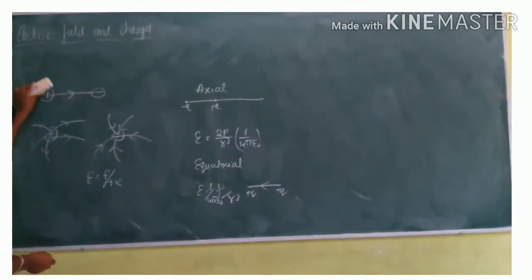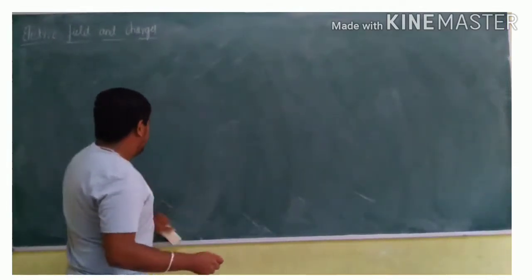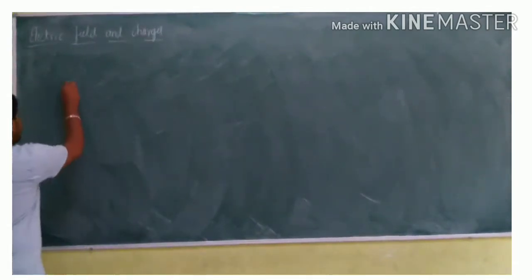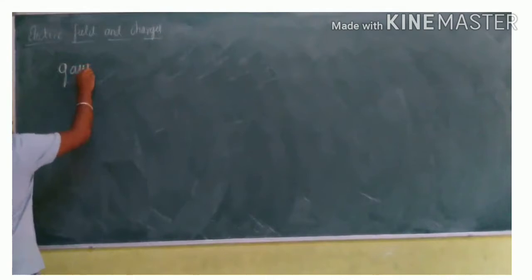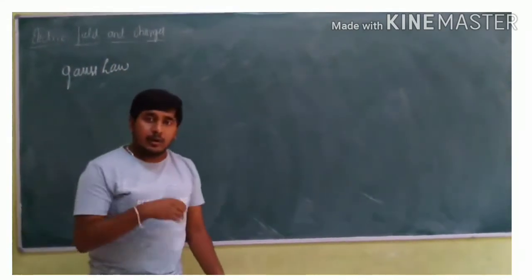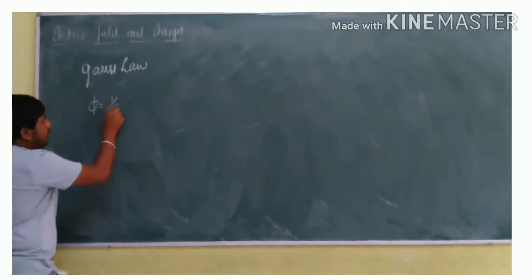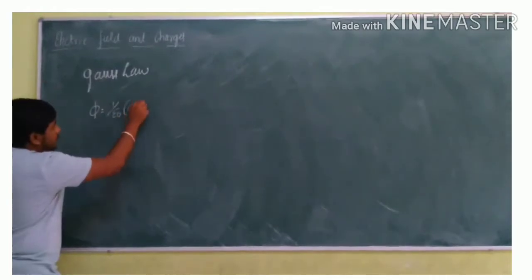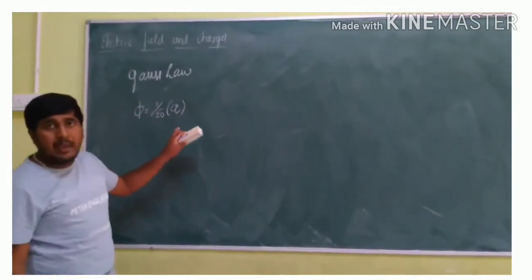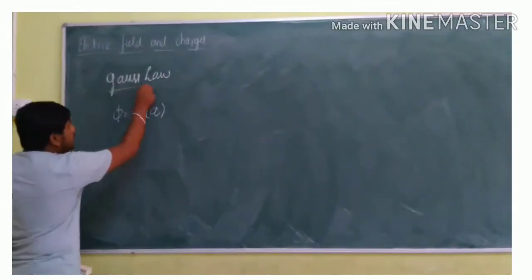After learning this much, we came across Gauss law. So what was Gauss law? Gauss gave an expression that the total electric flux is equal to 1 by epsilon naught times the net charge enclosed by the Gaussian surface. This was the formula given by him.